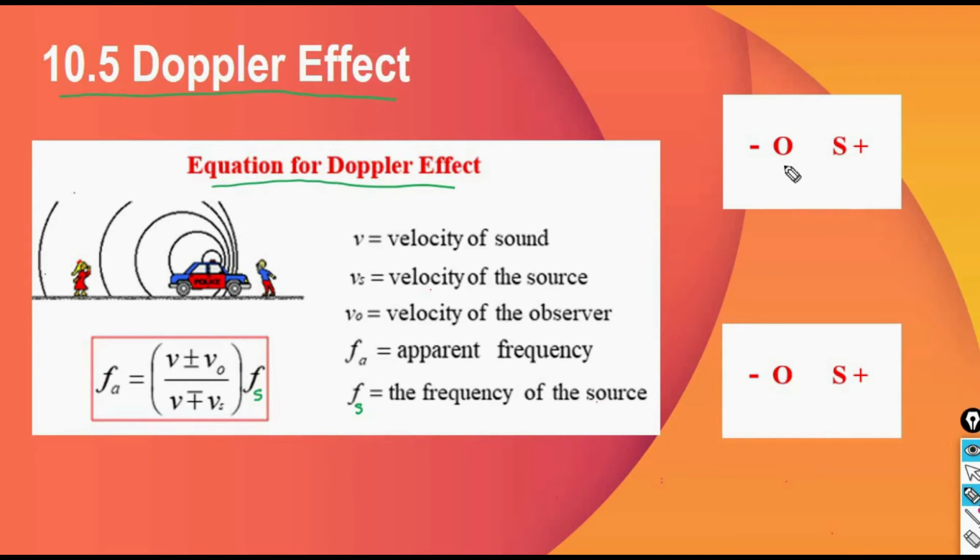Over here, how do we use the sign convention when we apply this formula? O is the observer, S is the source. Over here is negative, this one is positive, or minus, plus. If the observer moves towards the source, the sign for V naught is positive. If the observer moves away from the source, the sign for V naught is negative. If the source moves towards the observer, the sign for Vs is negative. If the source moves away from the observer, the sign for Vs is positive.